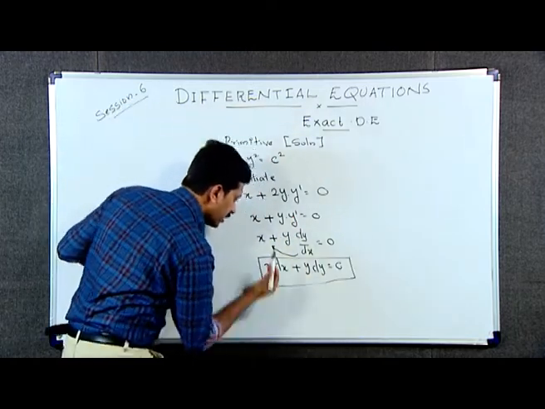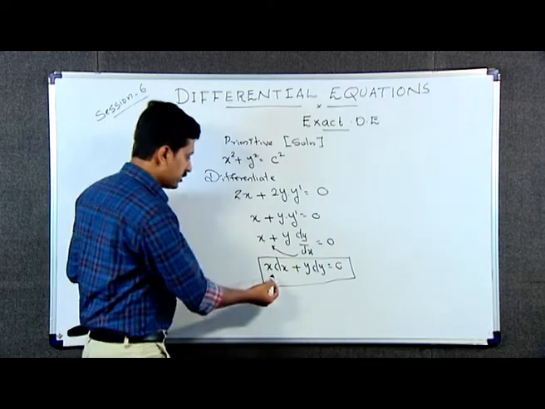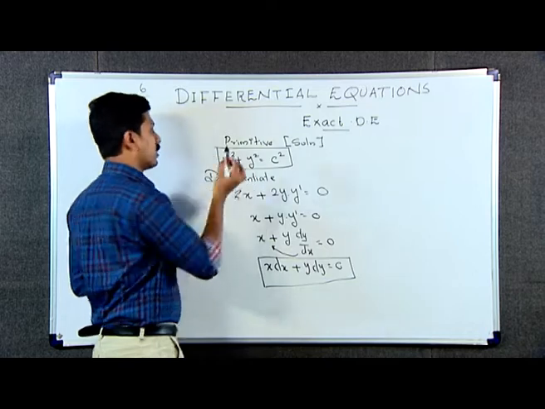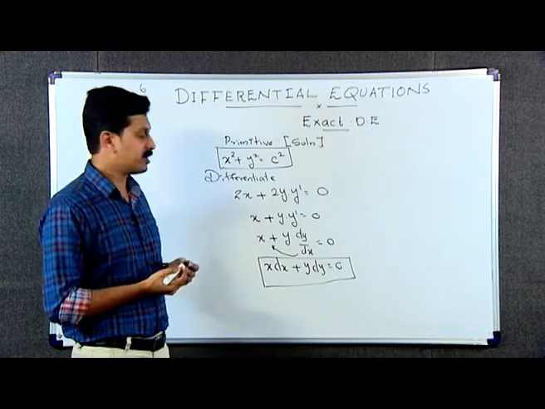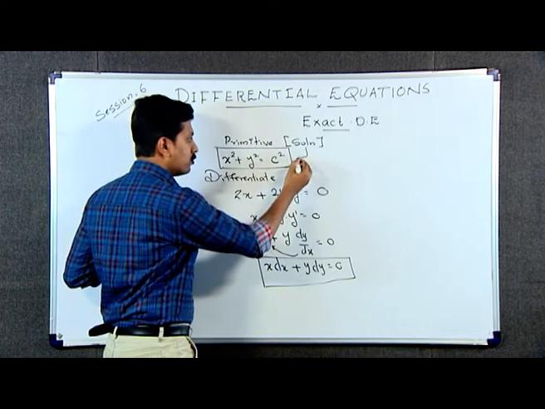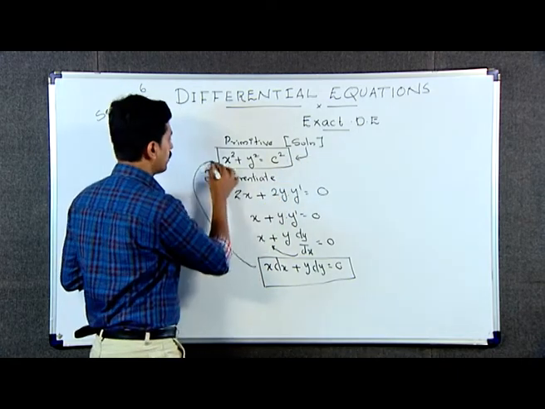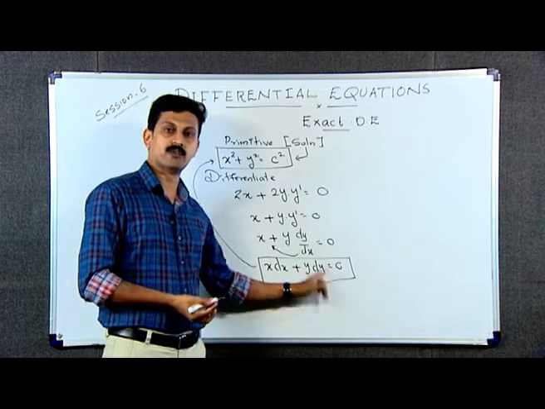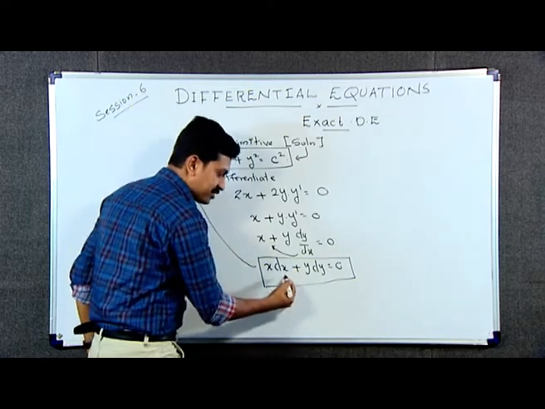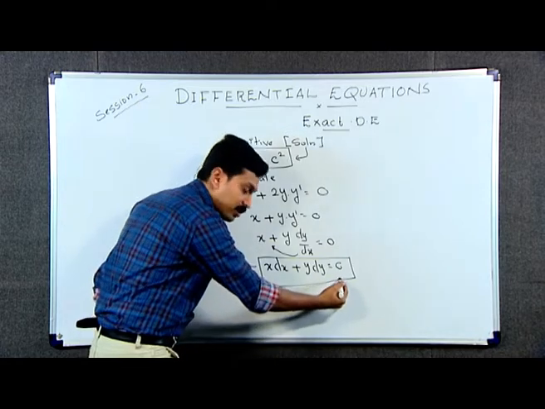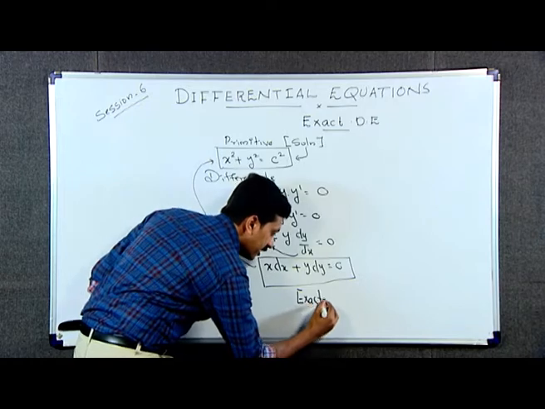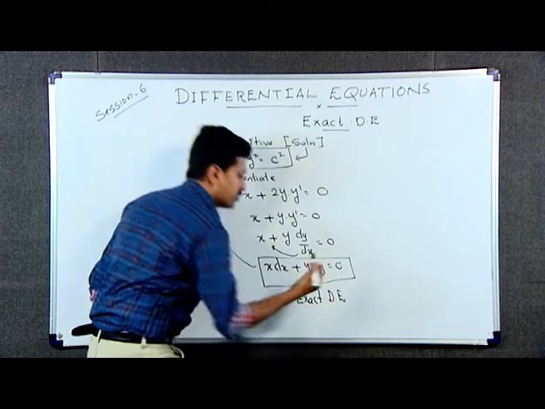This is a differential equation which is derived directly from the function x square plus y square is equal to c square. Actually, x square plus y square equal to c square is a solution of the differential equation x dx plus y dy is equal to 0. Now, this differential equation x dx plus y dy equal to 0 is called an exact differential equation.